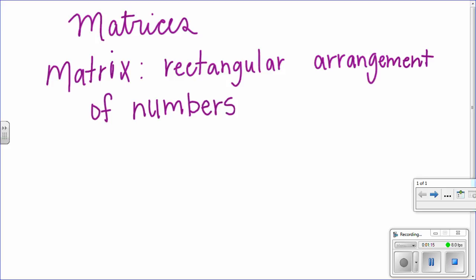Okay. A matrix is a rectangular arrangement of numbers. I'm going to suggest that if you checked out a calculator, you start bringing it to class tomorrow, for sure. You won't need it so much today, but tomorrow for sure. So, I'll show you.